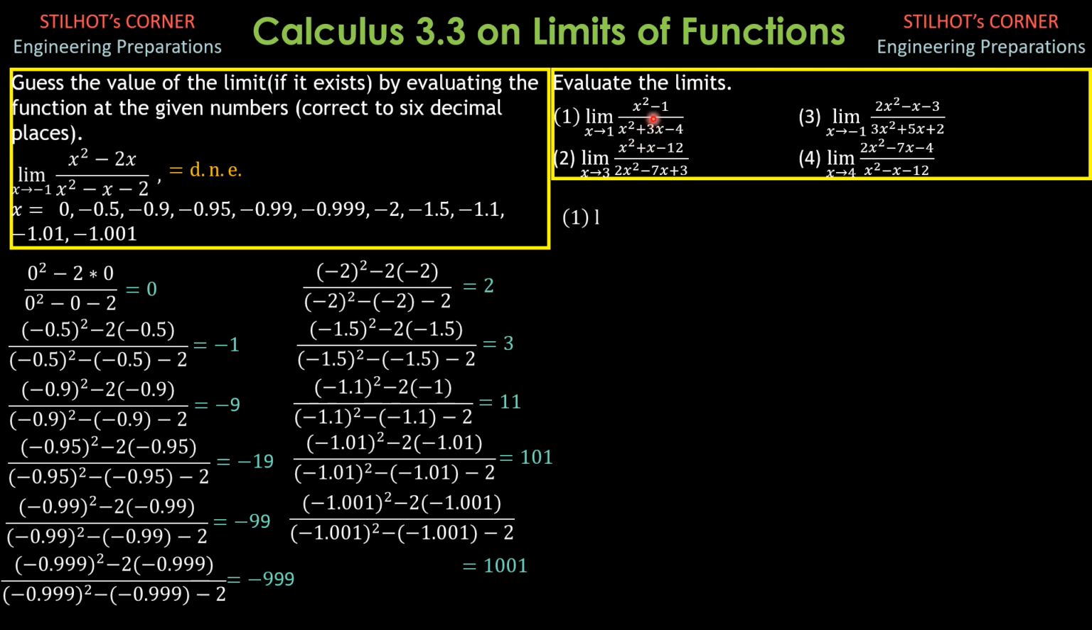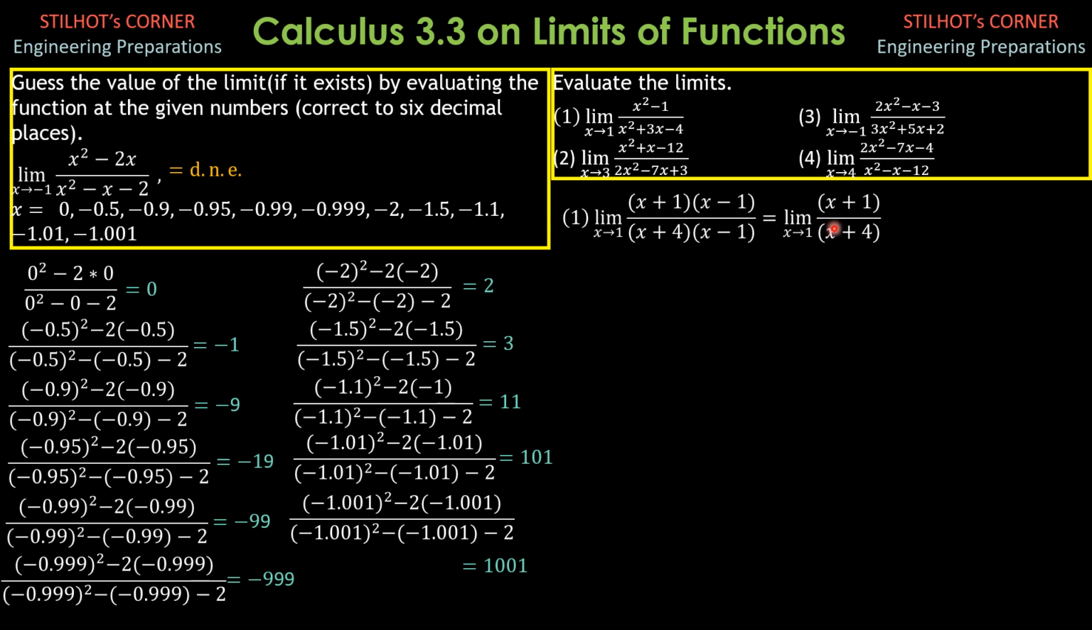So this will be the limit of (x plus 1)(x minus 1) over (x plus 4)(x minus 1) as x approaches 1. So we can cancel x minus 1 because this factor is not 0, it only approaches 0, because x is not exactly 1. Then what remains is the limit of (x plus 1) over (x plus 4) as x approaches 1.